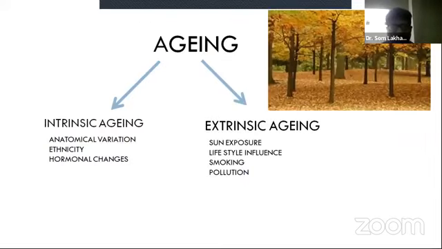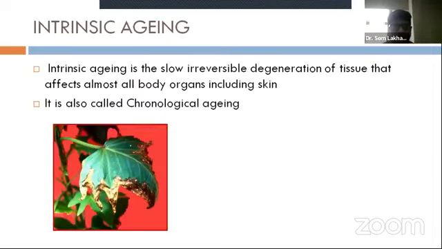Now we'll describe the classification of skin aging. Skin aging is caused by two main factors, that is intrinsic aging and extrinsic aging. Intrinsic aging occurs because of anatomical variation, variation in ethnicity and hormonal changes, whereas extrinsic aging occurs because of sun exposure, lifestyle influences, smoking and pollution. So we'll be discussing each one of them in detail.